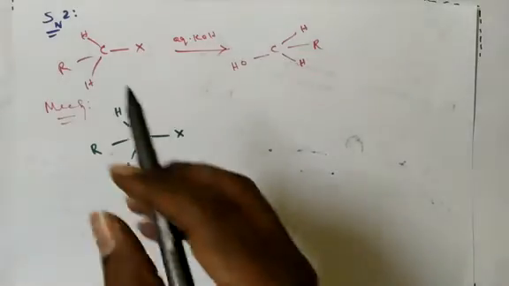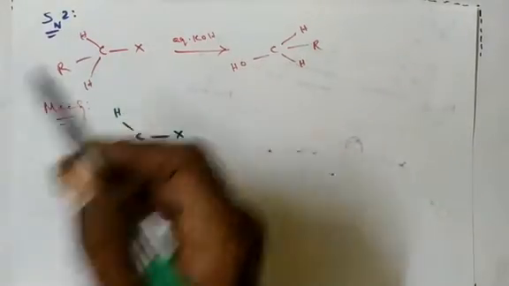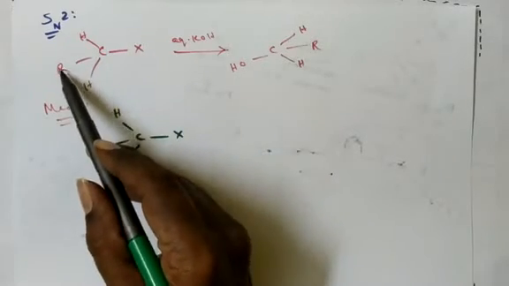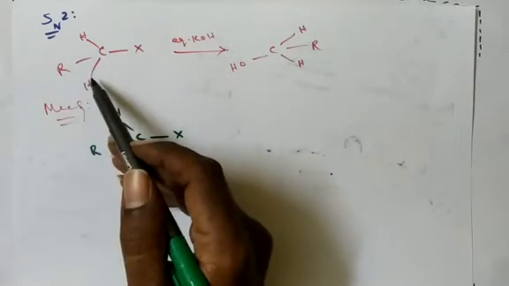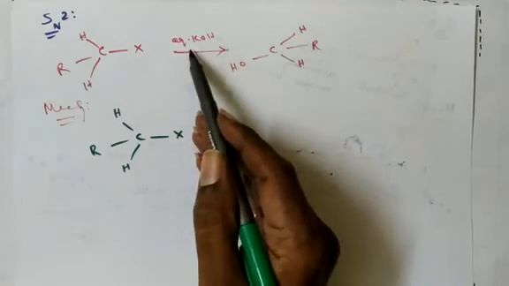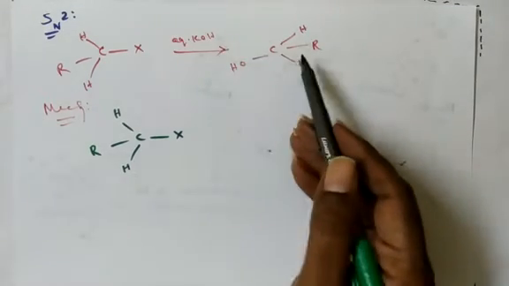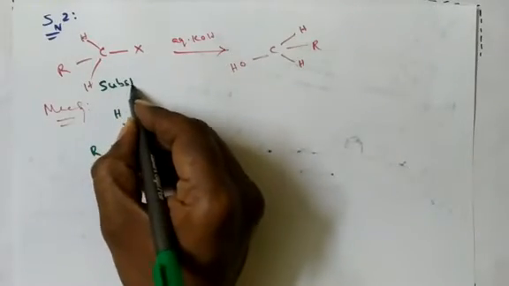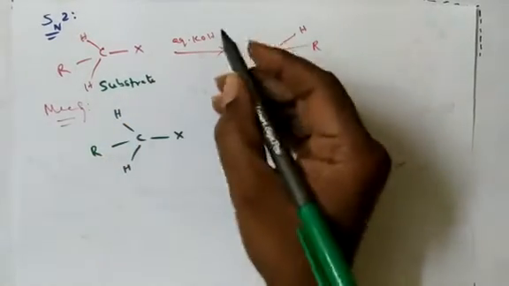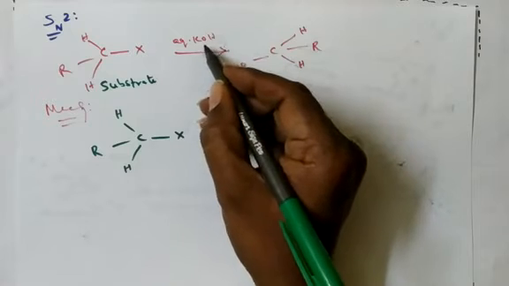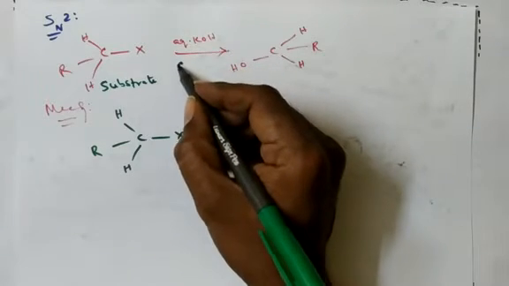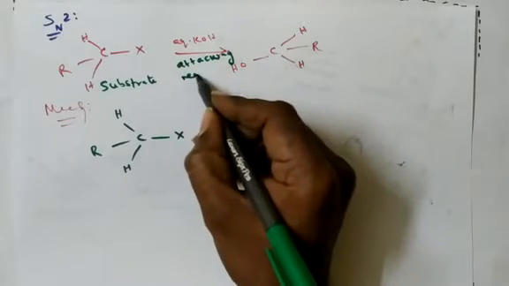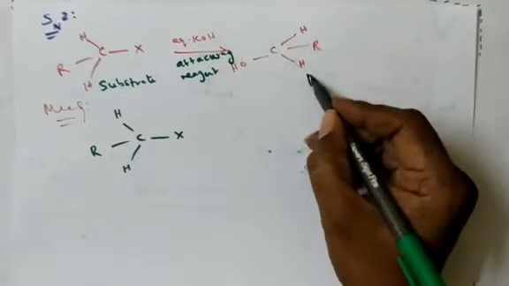Here I took a primary alkyl halide. In a primary alkyl halide, the carbon having a halogen is attached to only one alkyl group, and the remaining two are hydrogens. It reacts with aqueous KOH and forms a product like this. This is your substrate. KOH generates OH minus, that is your attacking reagent. This is your product.